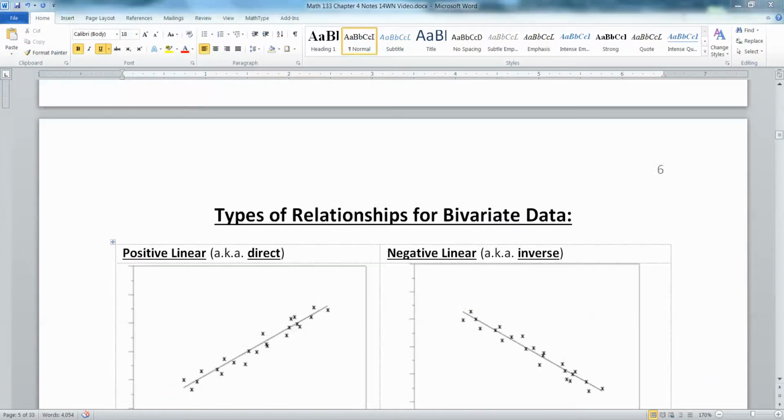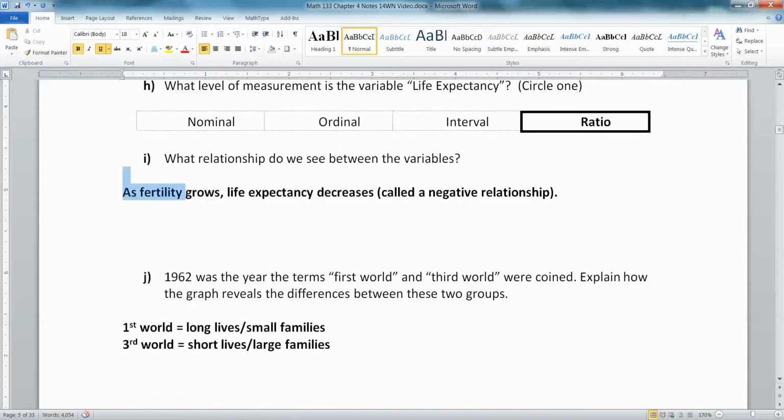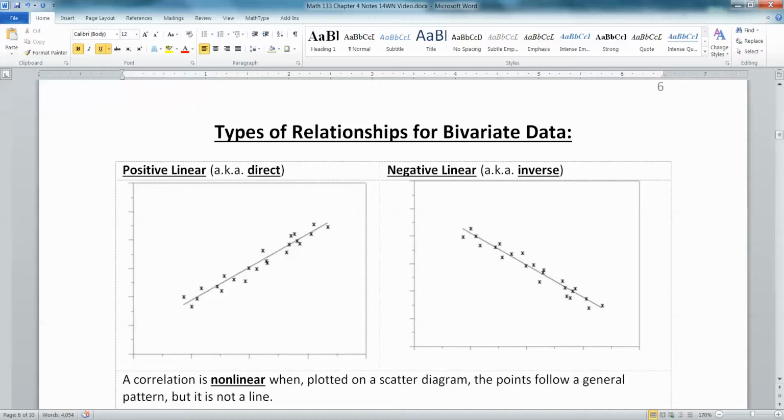All right. Now, as I was saying, this relationship that we're seeing here is called a negative relationship. See that? Negative. All right, so that's getting at this part right here. The kind of relationships we're the most interested in this course are positive linear and negative linear relationships. Positive linear is also called a direct relationship, and negative linear is called an inverse relationship. Those two are the two we actually care about.